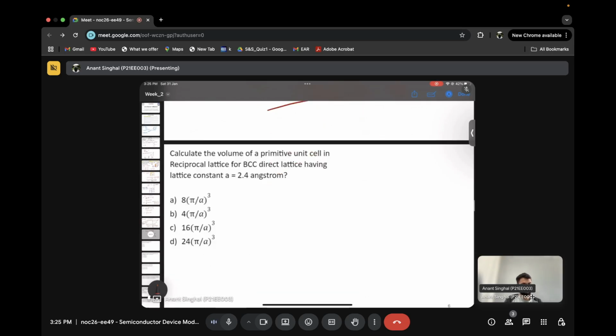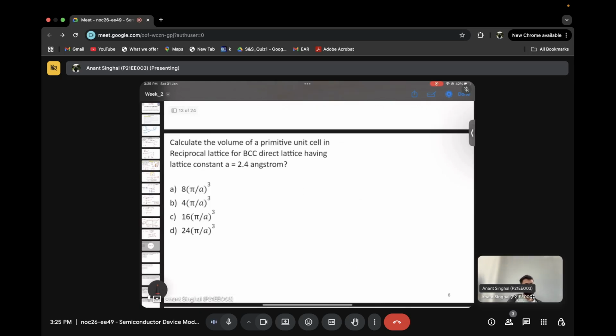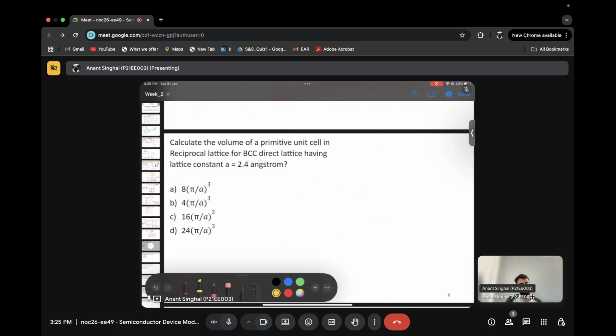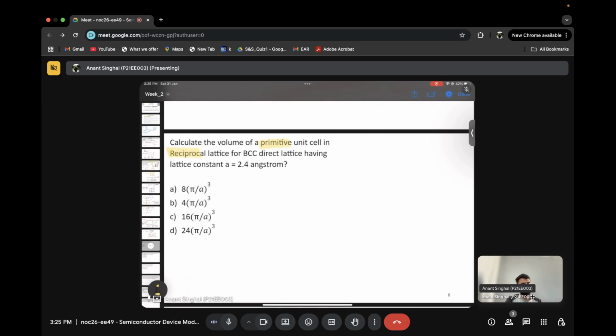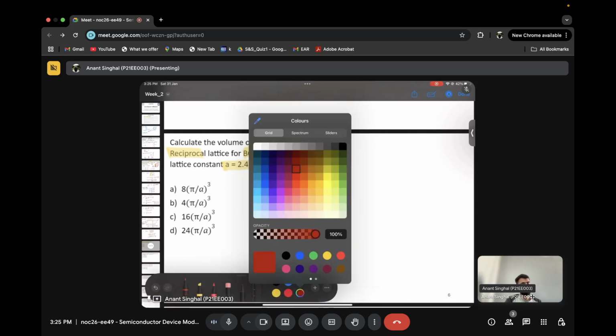Okay, so if not, then please let me know the answer to this quickly. It says calculate the volume of, again we need to see the keywords, primitive, reciprocal, and it is asking for BCC, and A is given. Quickly type your answers in the chat box, then we can move ahead.